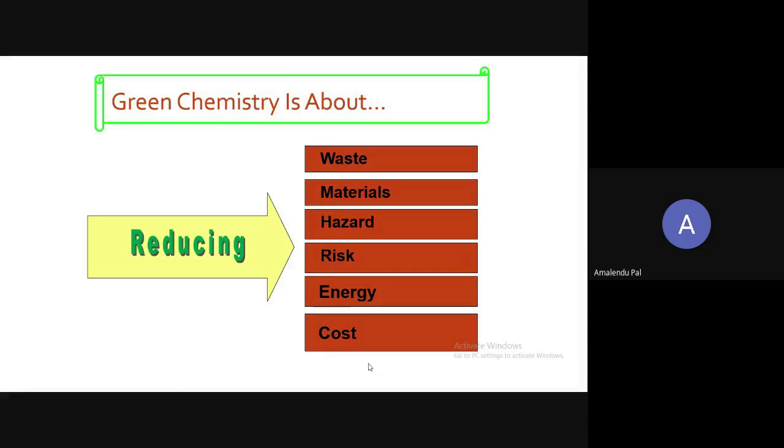So green chemistry is reducing the waste product. We have to use minimum material, and it should not be hazardous; we have to reduce that through green chemistry. Risk factor is also very important. When we work with green chemistry, the risk factor will be reduced. If we use green chemistry in the lab, the energy consumption will be reduced, and cost also automatically reduces.